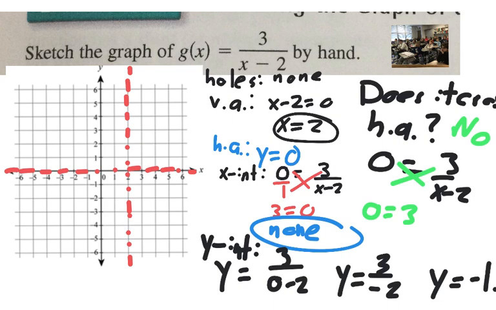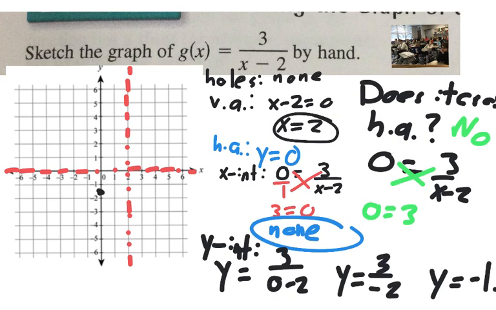Okay. I have no x-intercepts. I have a y-intercept at negative 1.5. So I know it's going to cross the y-axis here at negative 1.5, and I know it never crosses. So I have to graph this with only this limited bit of information.